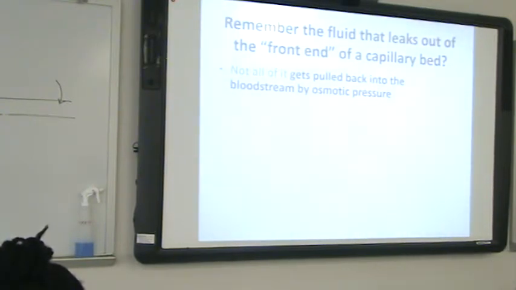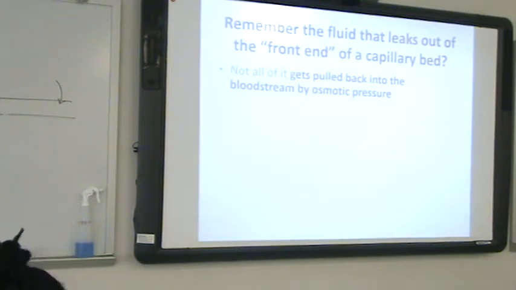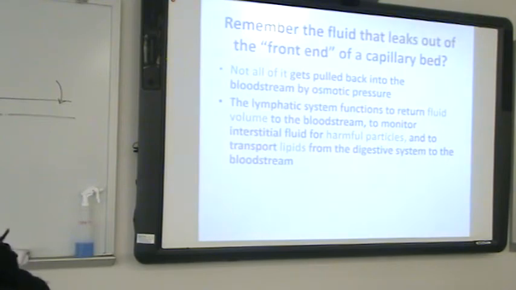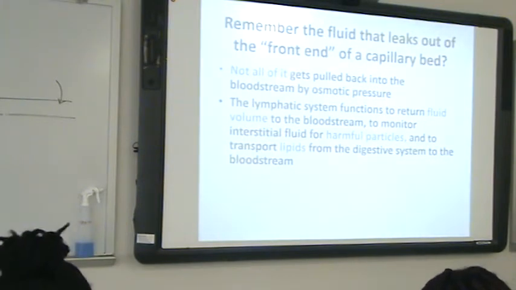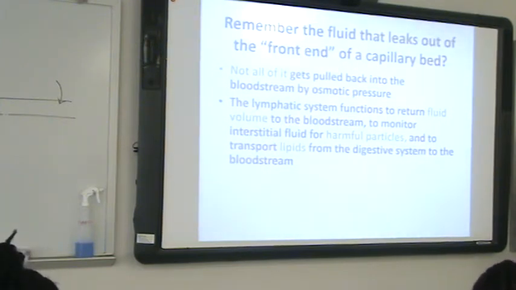I already had you write this on another slide, but write it again here. That fluid that leaked out, not all of it gets pulled back in by osmotic pressure. The lymphatic system is needed to help get the rest of the fluid back into the bloodstream. This bullet point is telling you what the functions of the lymphatic system are. They're just all in one sentence.